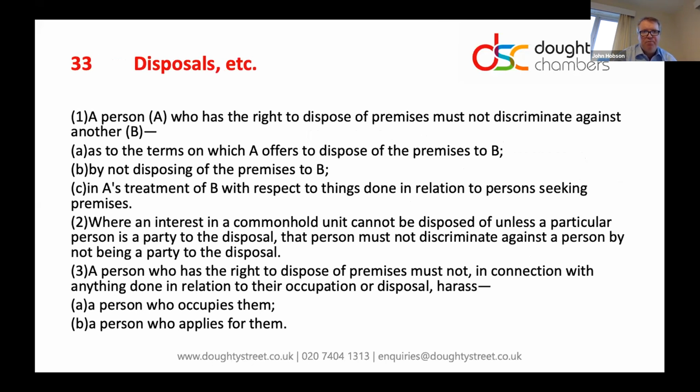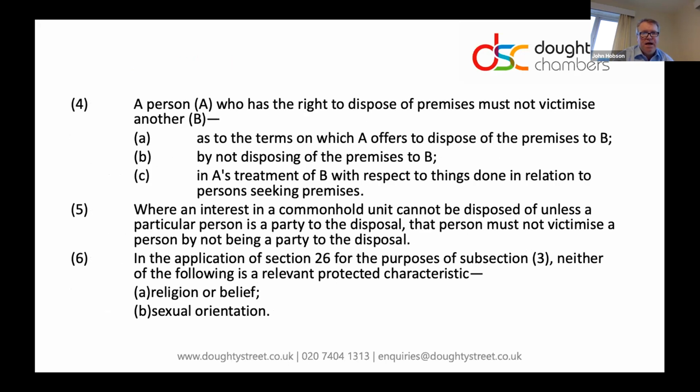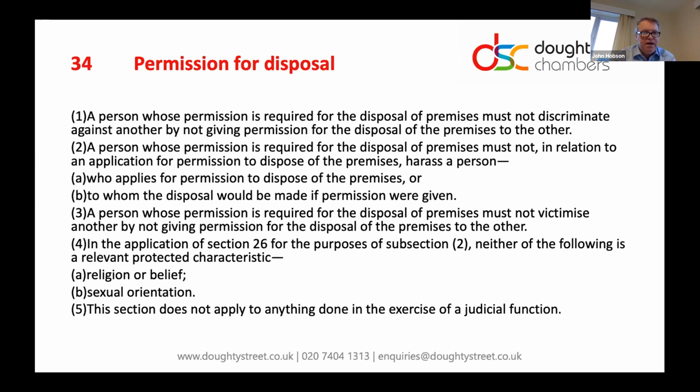sought. And the sections on premises are set out in 33, 34 and 35. Disposal, so somebody who has the right to dispose of premises must not discriminate against another. And then it goes on to say, here we go, at 1.3, a person who has the right to dispose of premises must not, in connection with anything done, harass the person who occupies them or a person who applies for them. And then looking down at 6, in the application of section 26, so that's the harassment clause, the following is not a relevant protected characteristic: religion or belief or sexual orientation. Neither of those. And similarly in section 34, we see that same provision at 34.4, and we had a bit of discussion between us earlier about the genesis of that.